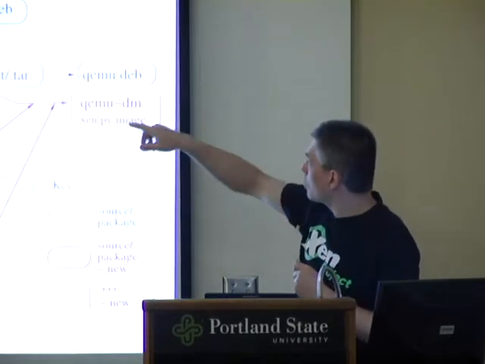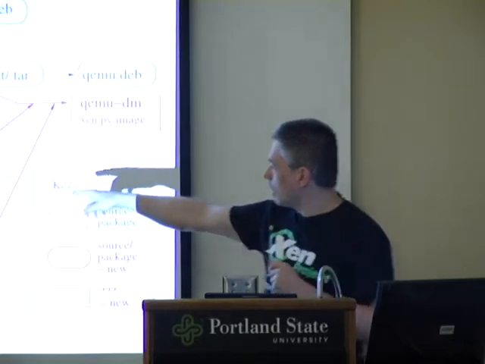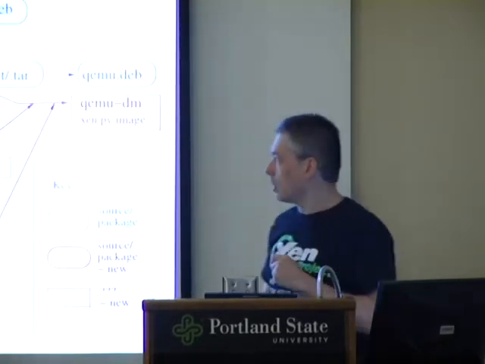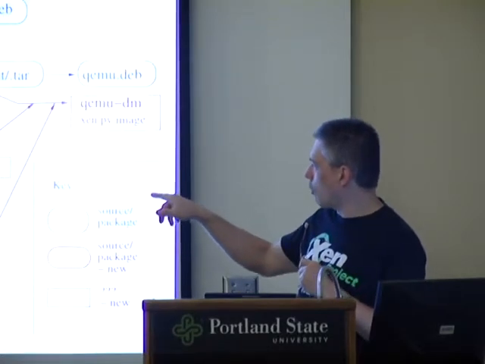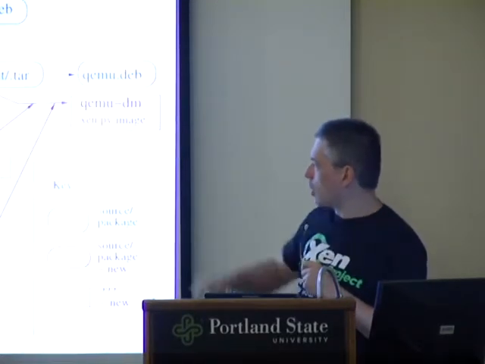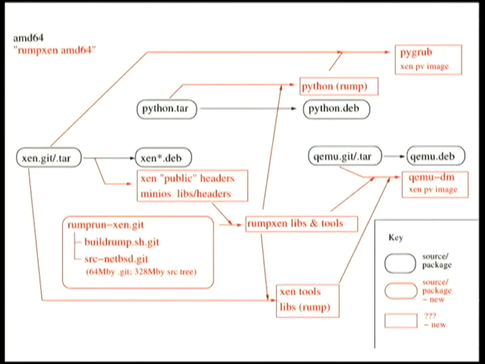So you see I've got this rump Xen libs and tools here. This is a combination of an enormous pile of NetBSD source code, some of which is rump kernel specific, but most of which isn't. It's basically just NetBSD. So you see I've got 64 megabytes of .git directory. I did this du the other day. If you unpack that, it's a third of a gigabyte source tree.